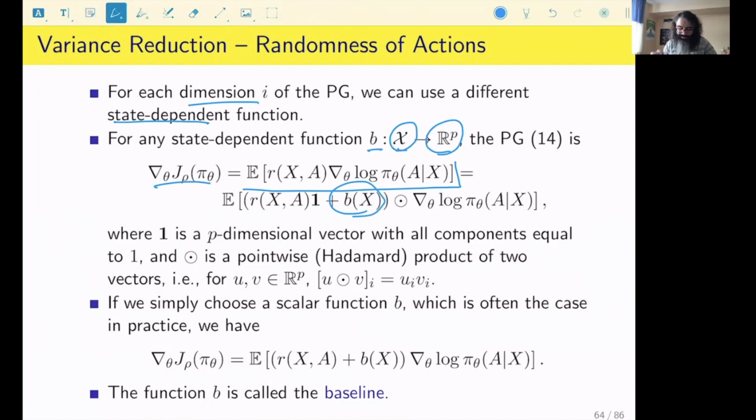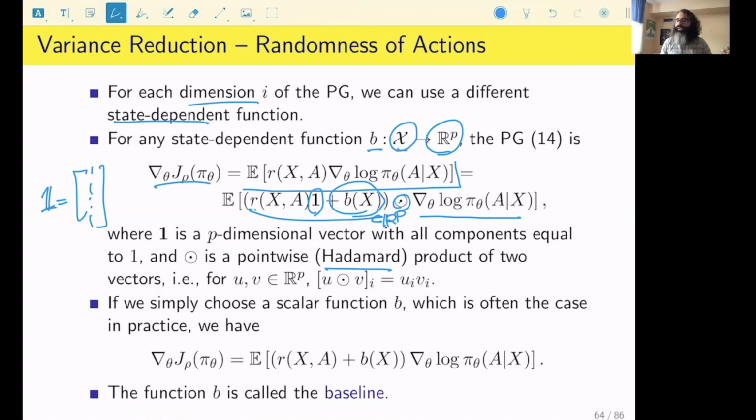Here I'm using some notation to make it compatible with vector notation. This belongs to R^p. This is r, which is a scalar. So this one is a vector of p ones, so this capital 1 is 1, 1, 1, p of them. Then I have this component-wise or entry-wise product, which is also called the Hadamard product, of this modified reward term with the gradients of log of pi. And these two things will essentially be the same in expectation.